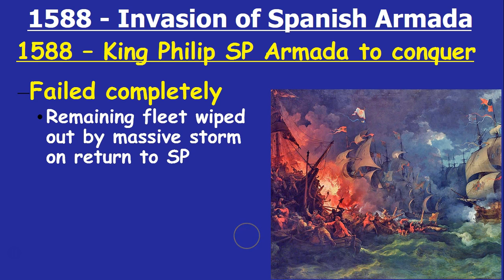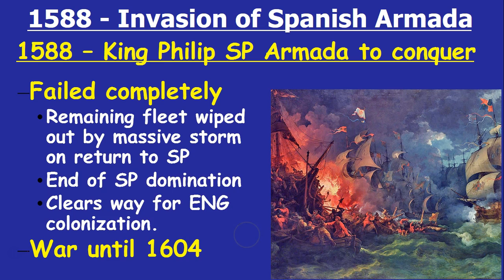What's left as it's coming back to Spain is destroyed in a massive storm. Big kind of fluke of fate there, with Mother Nature taking a role in all this. And with this major loss, despite there being wars that continue on over the next several years, we have Spain going on the decline in their dominance in the New World and in Europe, and it's opening up the way for English colonization. And they will be at war essentially until about 1604. So 1588, a big turning point. Key thing in history for us are terms of turning points.